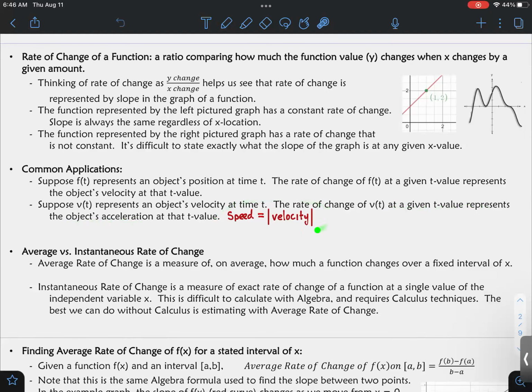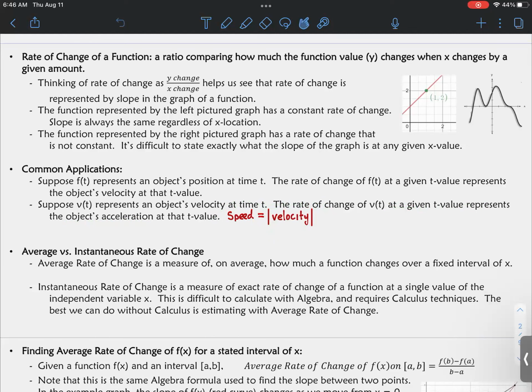I also put in a little note here just to remind everyone, this comes up quite a bit this year as well. The word speed is related to velocity, but not exactly the same thing. Speed is the absolute value of velocity.